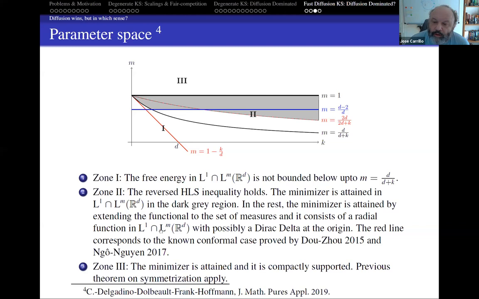LM density plus possibly a concentration as a Dirac delta with certain mass at the origin. And we can only get rid of this Dirac delta at the origin in the dark gray zone. In the white part over here, we don't know if this Dirac delta is really there, it has a positive mass, or we can get rid of it.